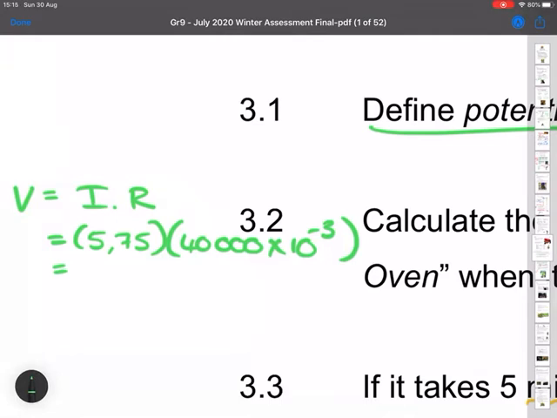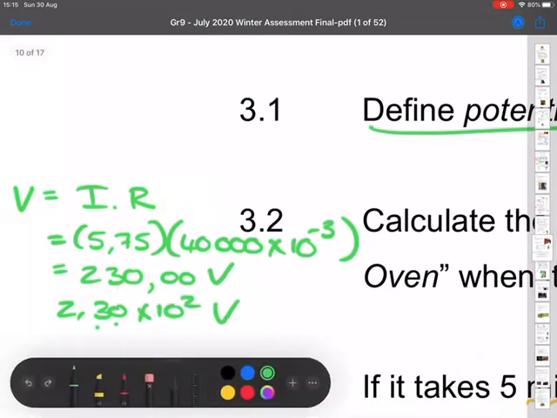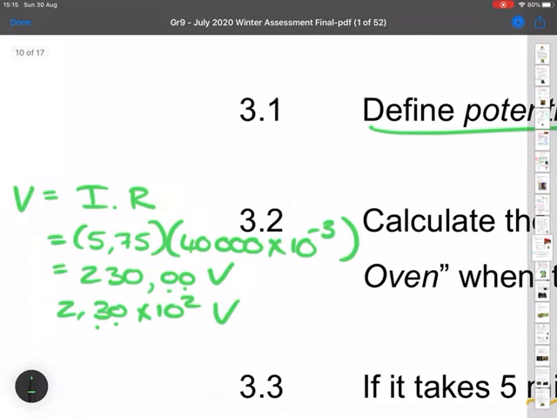40,000 milliohms, or 40 ohms, times the current of 5.75 amps will give you 230 volts. 2 decimal places, please. If you wanted to write it in scientific notation, 2.30 times 10 to the 2 volts. Note the 2 decimal places. Okay, so that's your potential difference. V is equal to 2.30 times 10 to the 2 volts, or 230.00 volts.